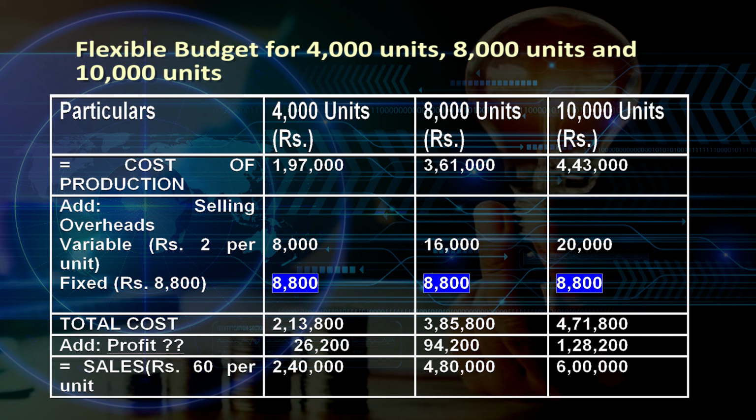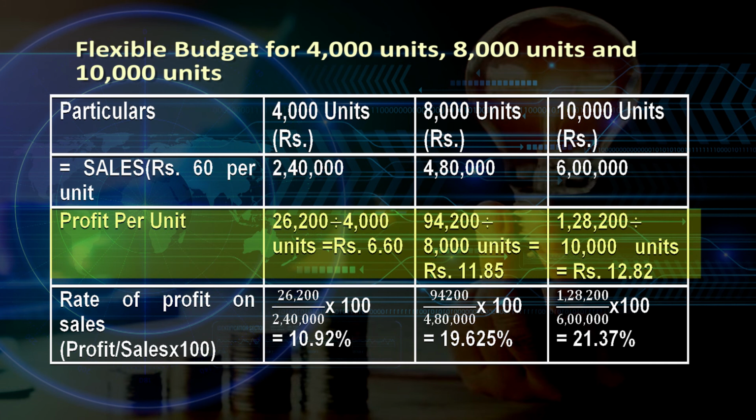On that basis, we can now calculate the profit per unit. Total profit divided by the number of units, we get rupees 6.60 at 4,000 units, profit rupees 11.85 per unit when 8,000 units are produced and sold, and the profit will go up to rupees 12.82 per unit when 10,000 units are produced.